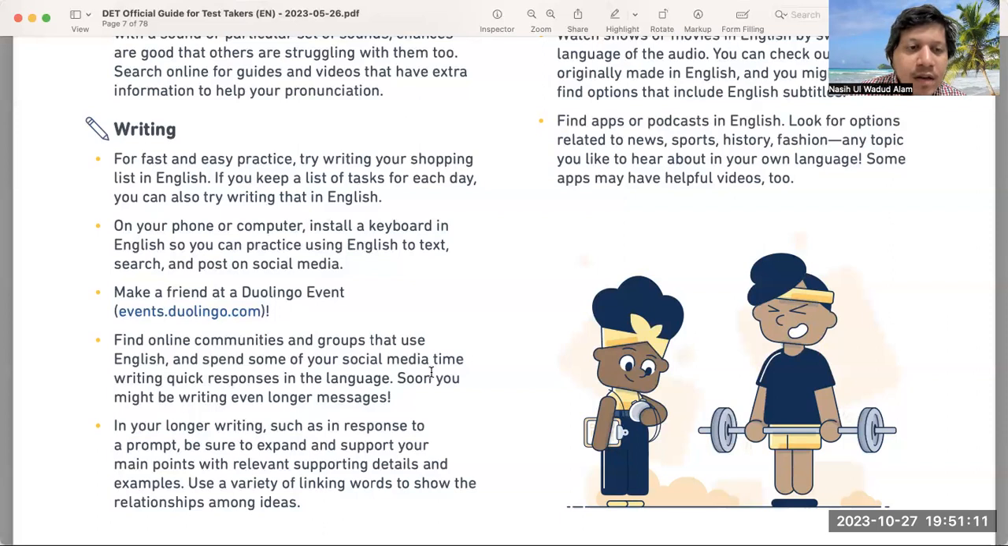Then try to text people in English, write messages in English. You are writing to me in English. I'm happy with that. So keep writing to me in English, okay?